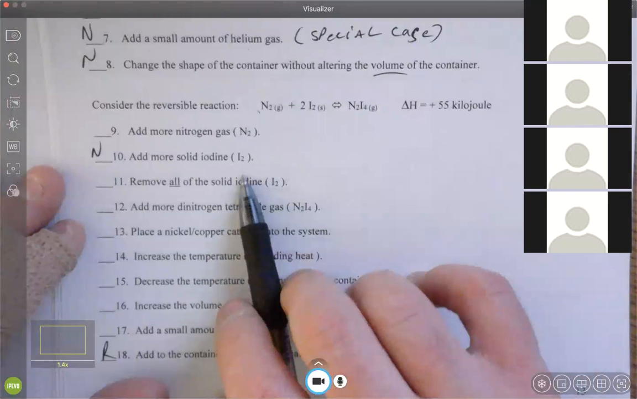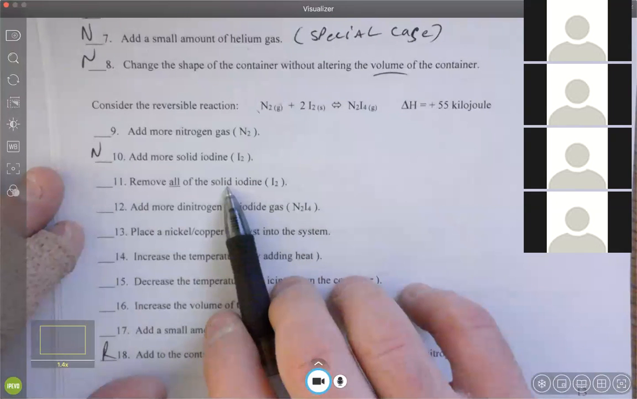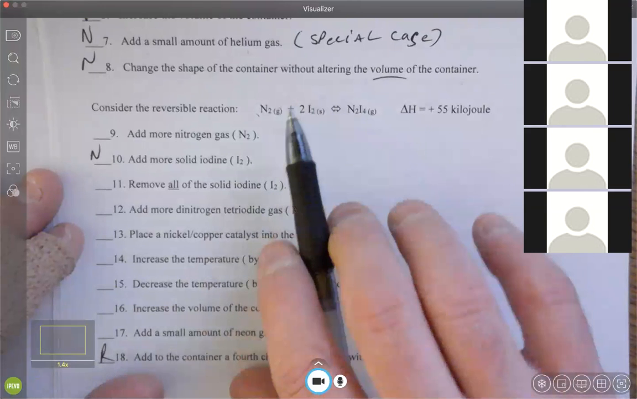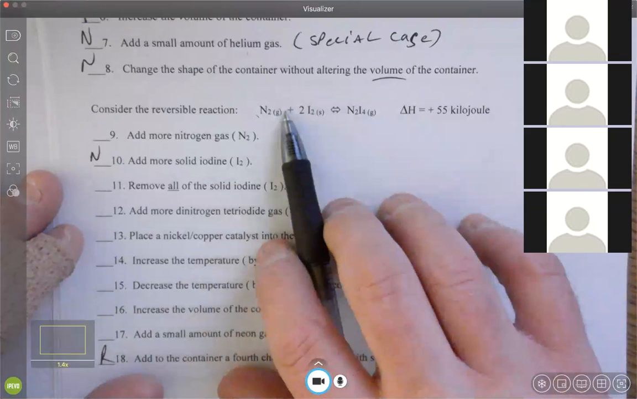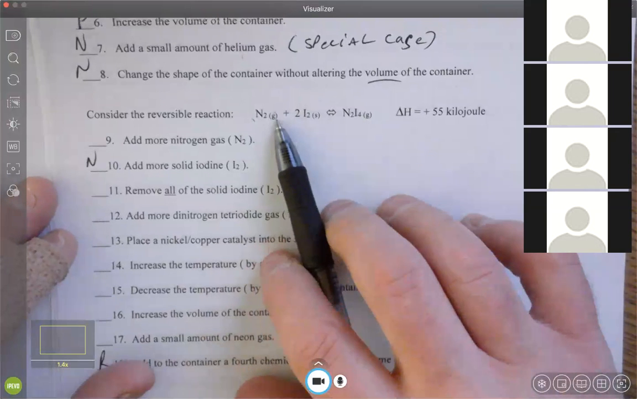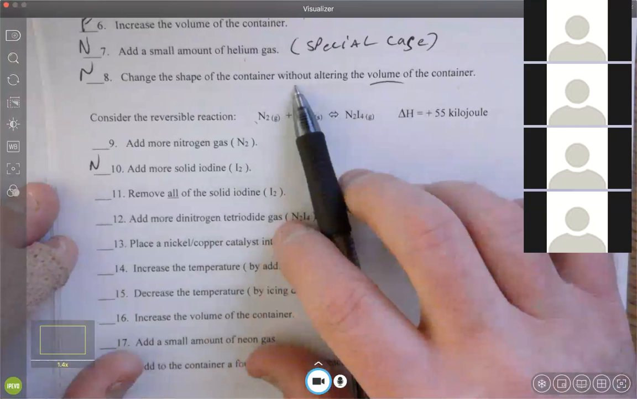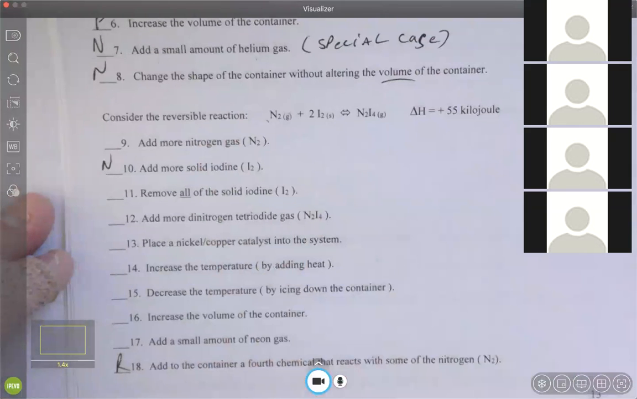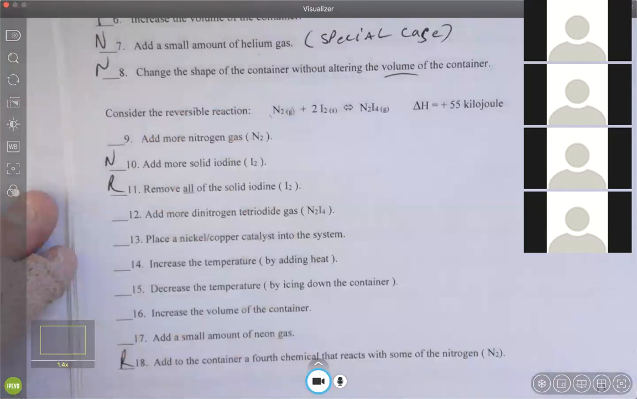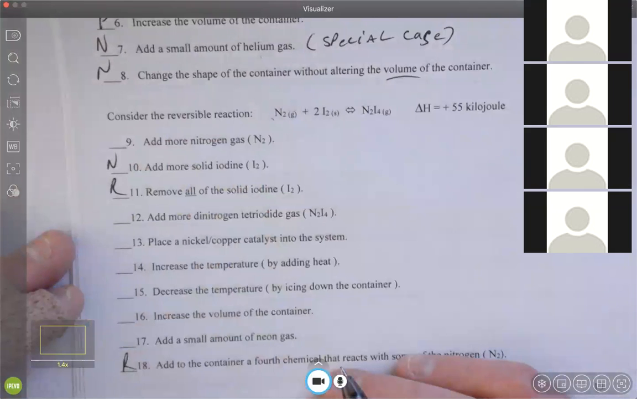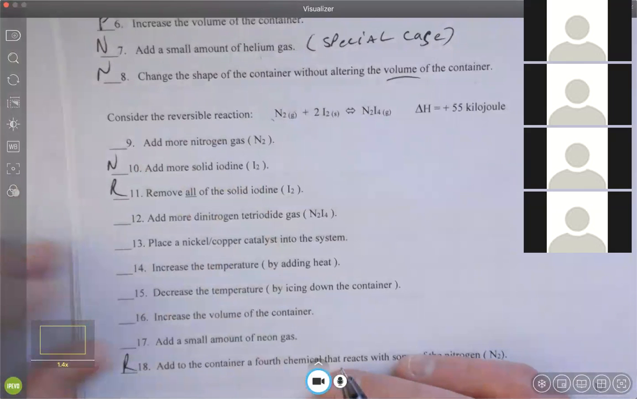But removing all of the solid iodine means we have none of this. If we remove it all, some will have to form, right? If we're at equilibrium and we remove all this, some will have to form. It may be very little, but at least a small amount will have to form. You may not even be able to see it, but as long as it's there, it's good. It's in the reaction.